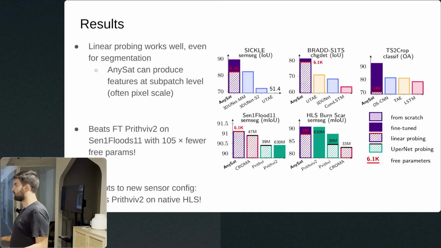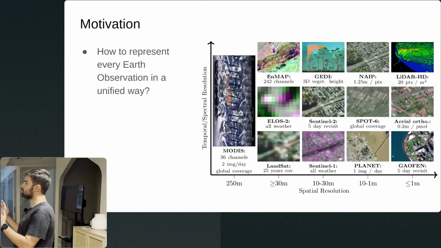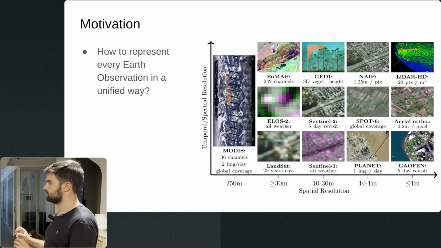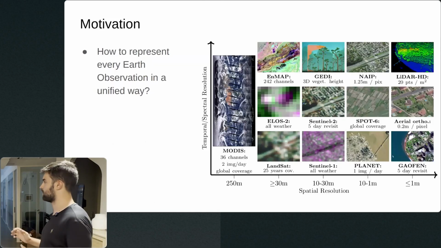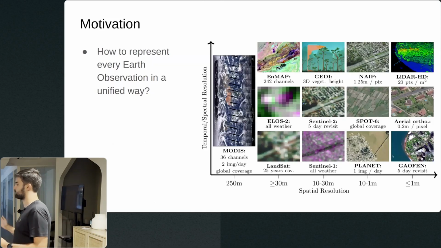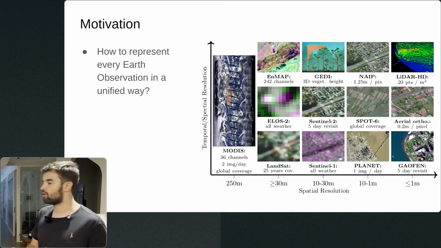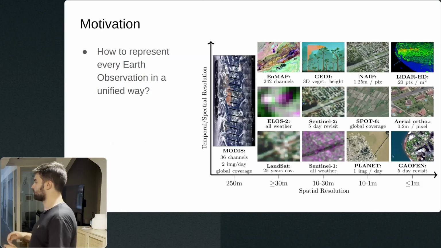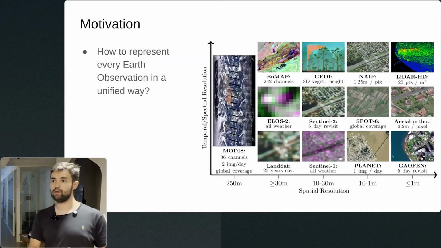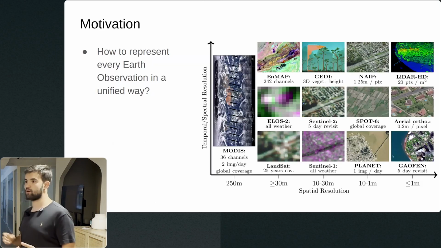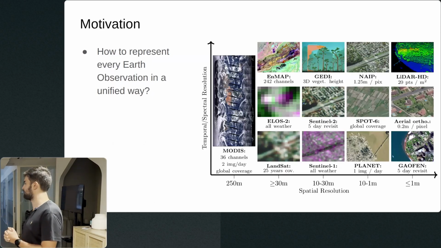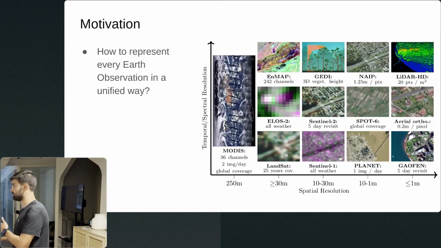So how can you represent an Earth observation in a unified way, knowing that you have spatial resolution that goes from 10 centimeters to more than 100 meters? You have different spectral resolution with RGB images or more than 500 bands hyperspectral images, or even temporal resolution with satellites that are able to capture each place on Earth every 5 days.